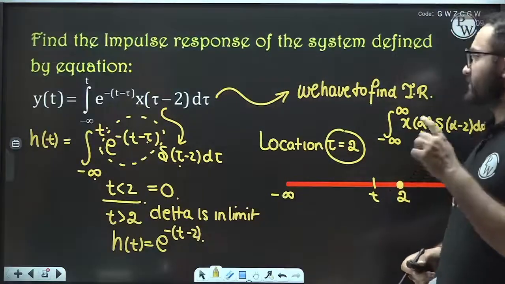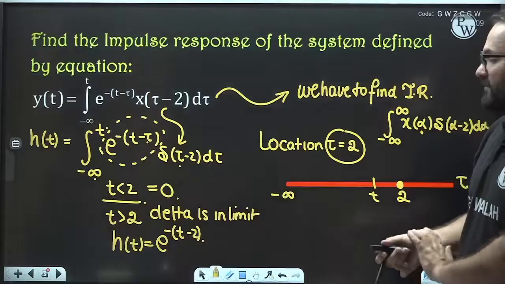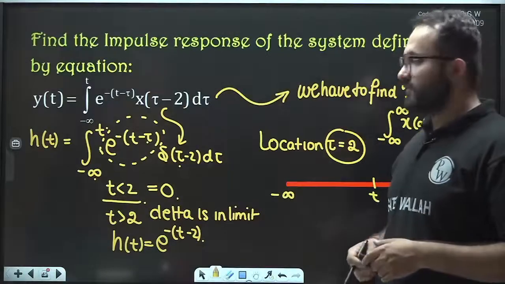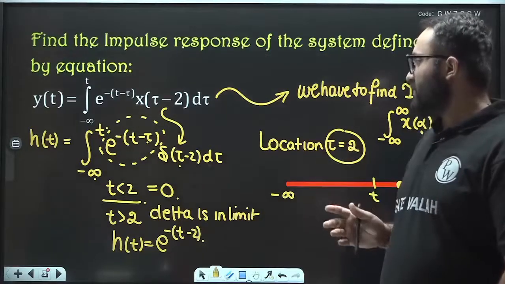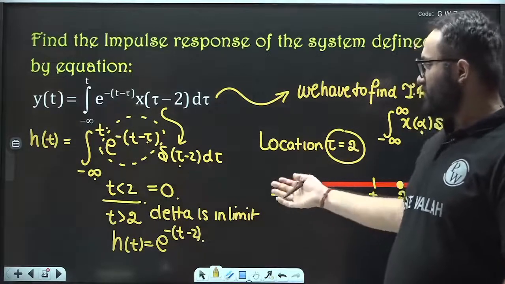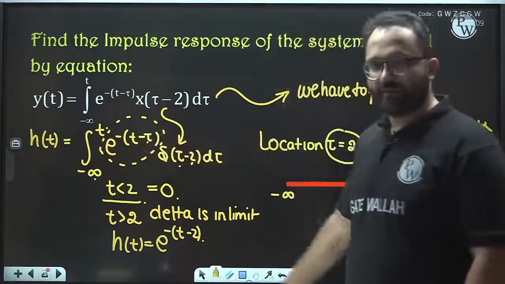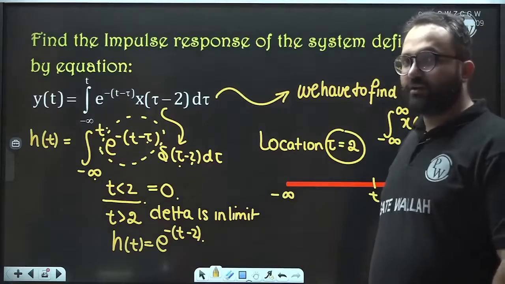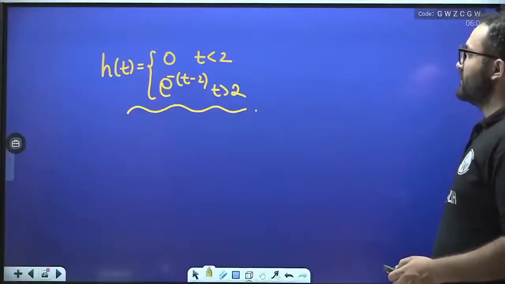Very simple, you simply replace x by delta, and then use the normal integration of delta that we have seen in chapter 1. If tau equal to 2 is in the limit, then the answer is non-zero. We simply put tau equal to 2 in this equation. If t is less than 2, then delta is not in the integration limit and the answer is 0. I hope this is clear to all of you.